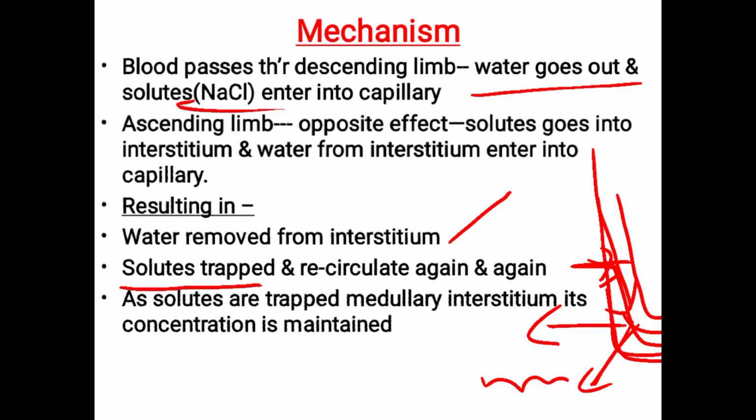Here, sodium chloride comes out, and while going to the ascending limb, the sodium chloride enters here and goes out there, so it recirculates again and again. Because of this trapping of solutes in the medullary interstitium, the hyperosmolarity can be maintained. These are the results of this mechanism.